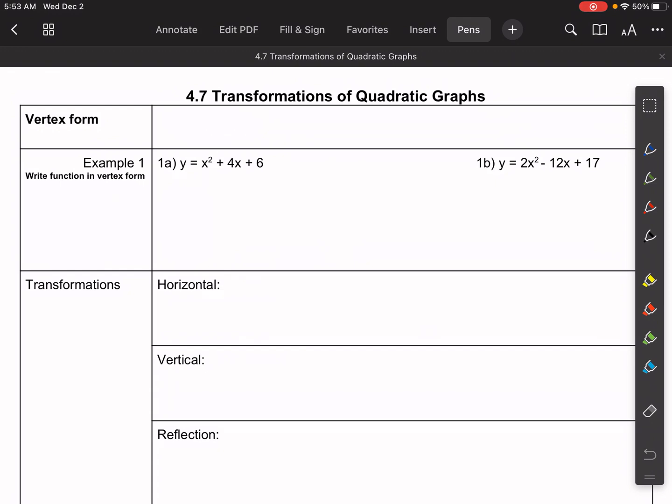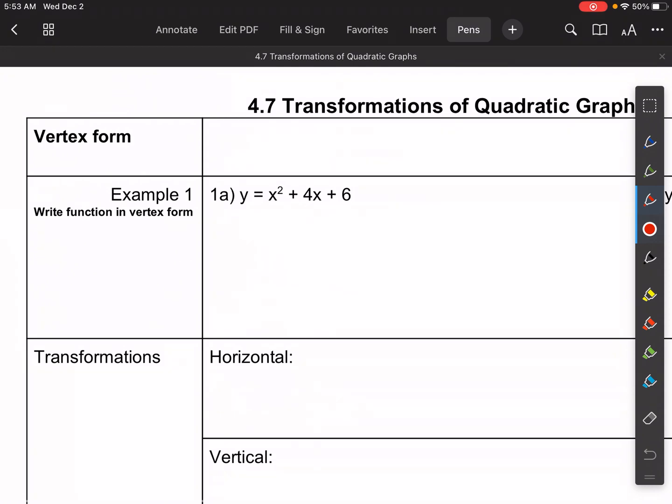The most difficult thing probably about this lesson is this idea of vertex form. But once we have things in vertex form, it actually makes graphing a quadratic very, very, very simple. And so I'll show you how that works here today. So first of all, what is vertex form? Okay, so vertex form is this form. Let me zoom in here a little bit. It's y is equal to a times x minus h squared plus k.